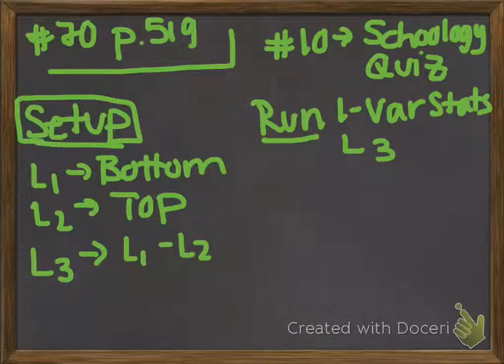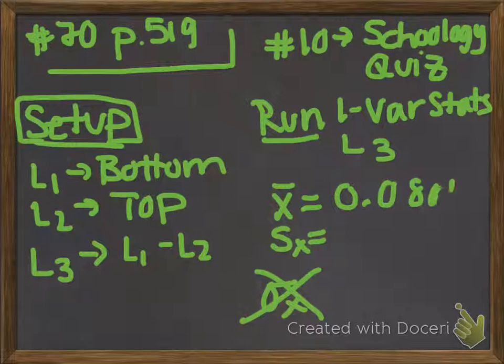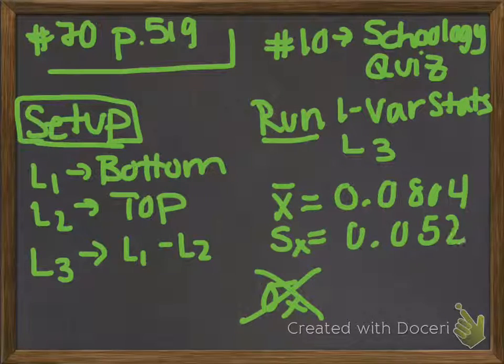From that one variable stats, you need to get X bar, you need to get Sx. Do not get sigma X. It's not okay. When you get X bar, you should get something to the effect of 0.0804. Sx, you should get 0.0523.